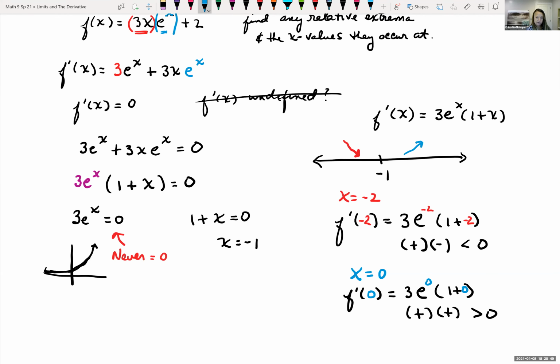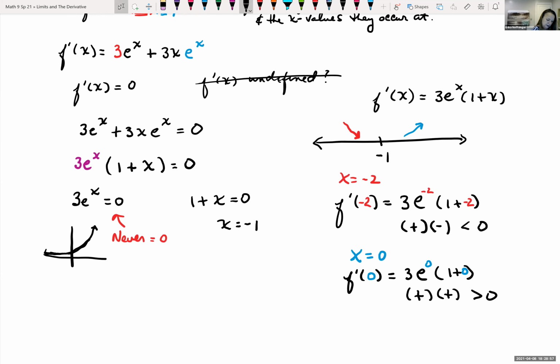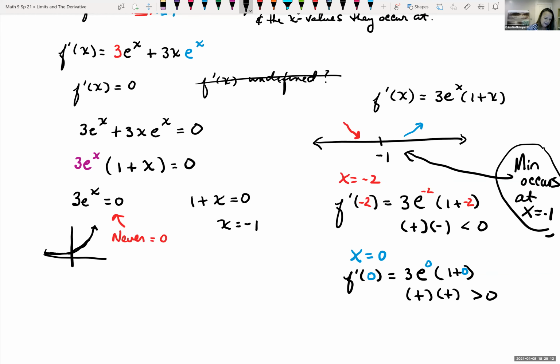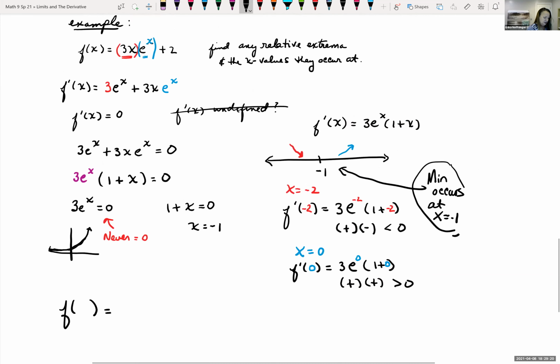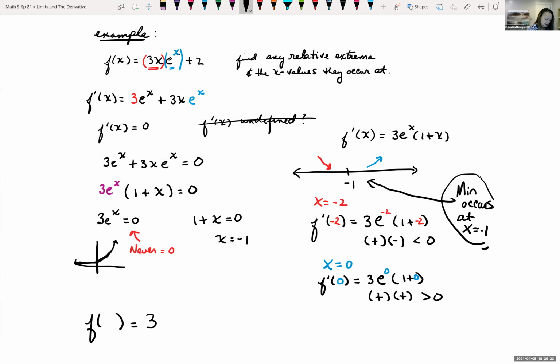Looking at that, I can tell from decreasing and then going back up to increasing, that's going to give me a minimum value. So we know a min occurs at x equals negative 1. So we need to figure out what that minimum value is. We want to plug that back into the original function. So that would be 3, and where we see an x, we're going to plug in a negative 1, e raised to the negative 1, plus 2.